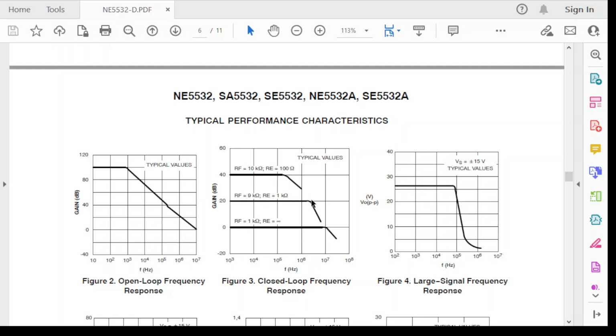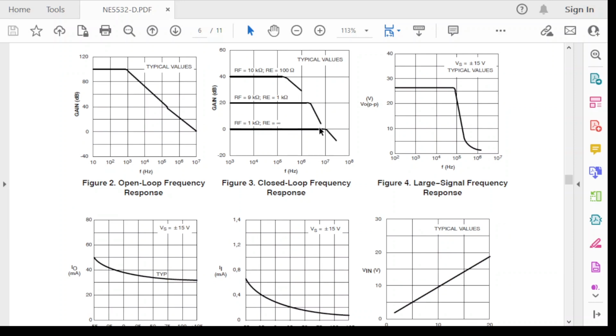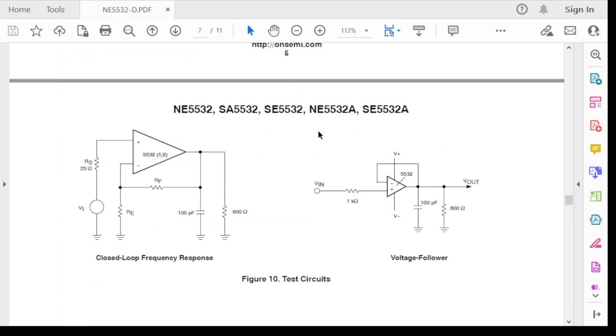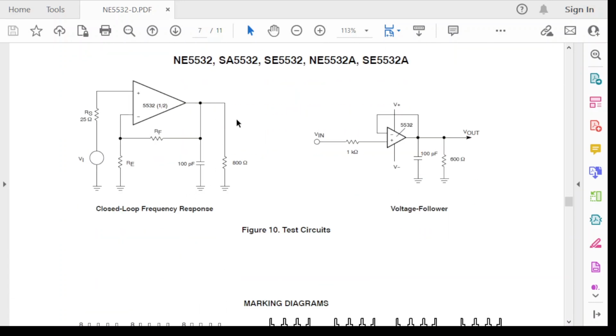And notice that the slopes are different. So, maybe this is a somewhat unusual op amp. And also the circuit that they use to test is different than what we've been using in this video. This is a form of a non-inverting amplifier instead of inverting, with some other stuff added, including a load.